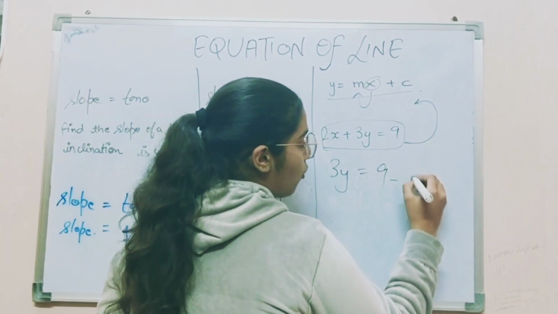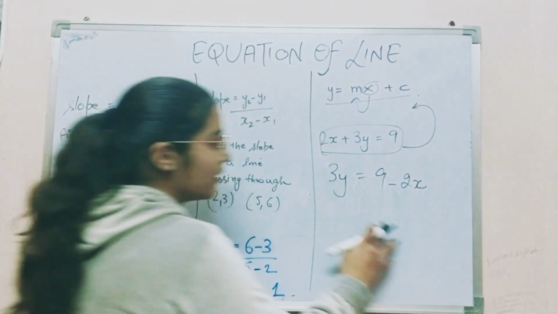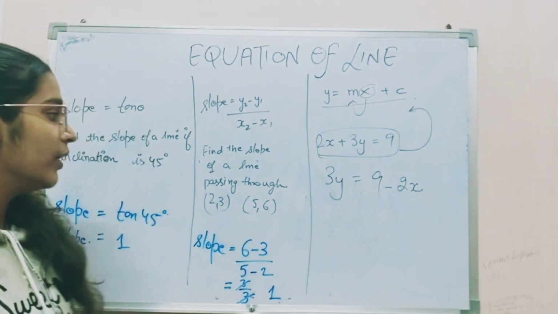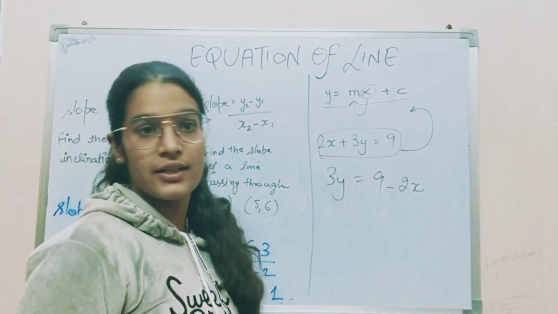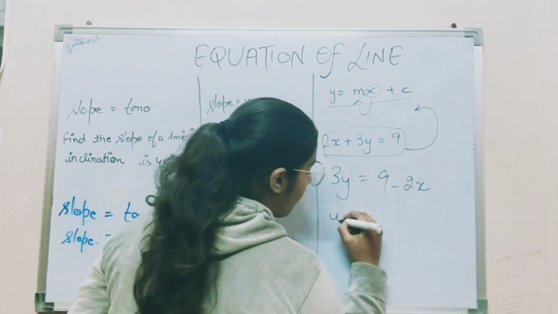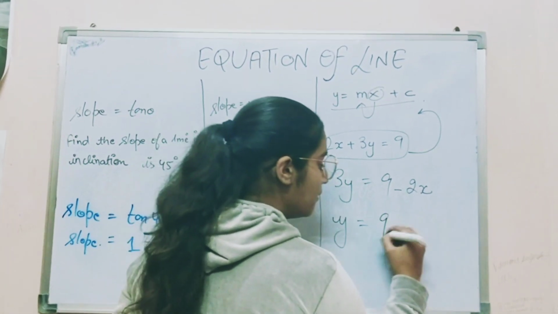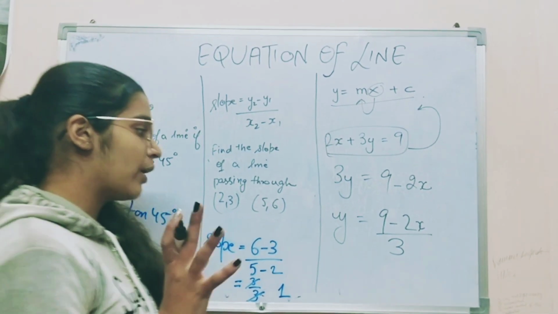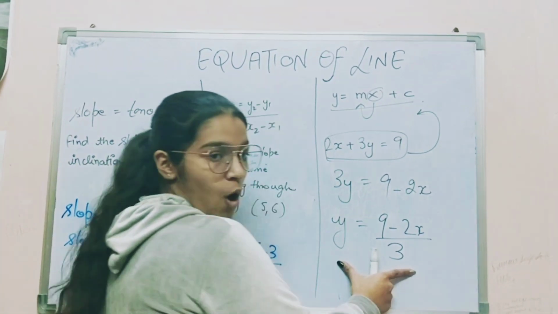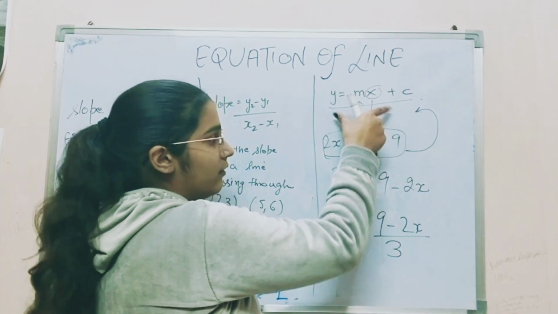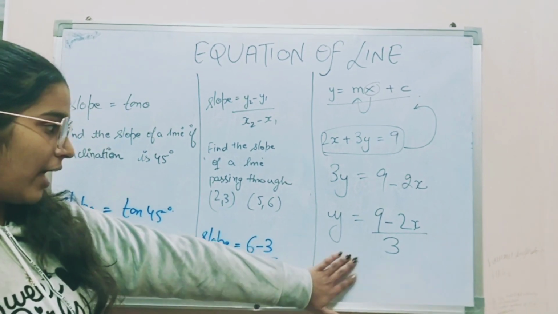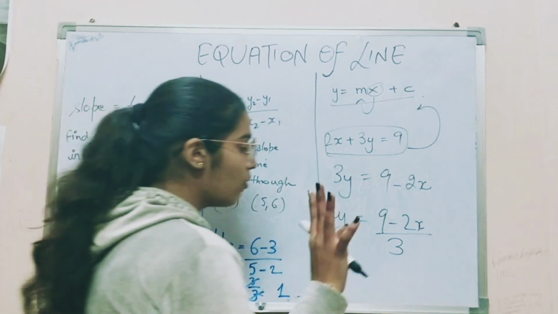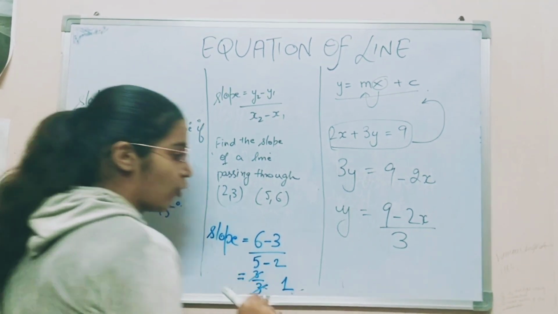Let's take the x term to the other side. So it is more or less like this only. Now we need only y on the left hand side. So y equals (9 minus 2x) upon 3. So now you can clearly see that this form is totally like this form. We are having y equals (9 minus 2x) upon 3. So now let me tell you how we can find the slope from this.